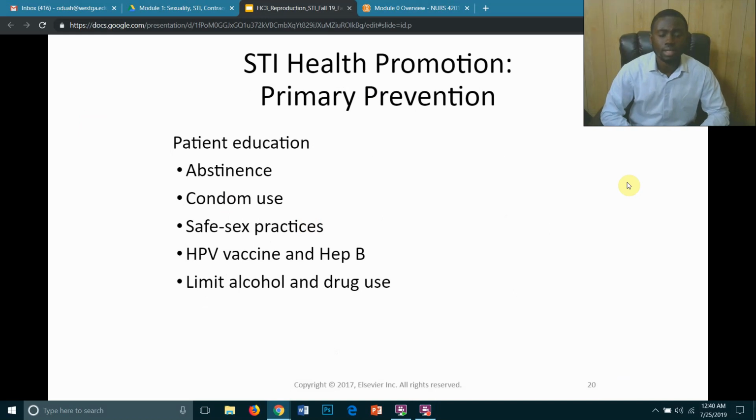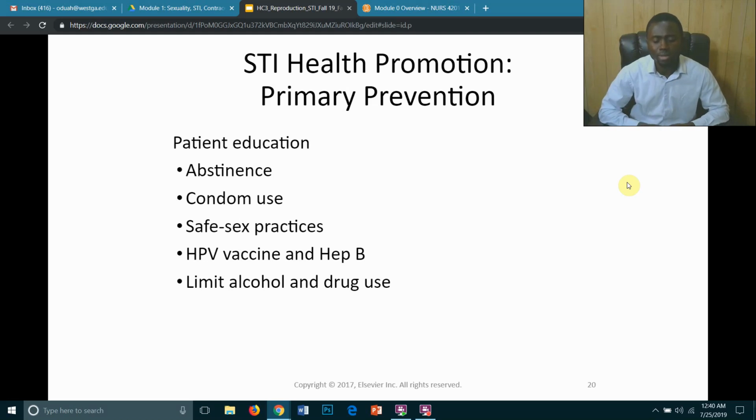So, in taking care of patients that have developed STIs, or in counseling patients on STIs, we have to engage in health promotion. And this includes your primary prevention, which is patient education, to teach them that abstinence is actually the best because it avoids all forms of sexual contact. And then to use a barrier method, such as condoms, to help prevent coming in contact with bodily fluids.